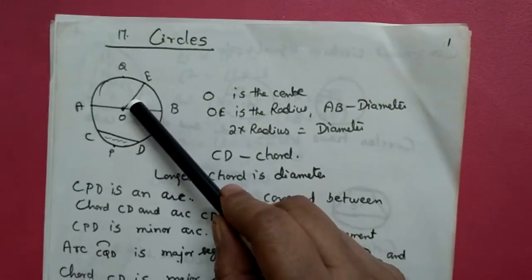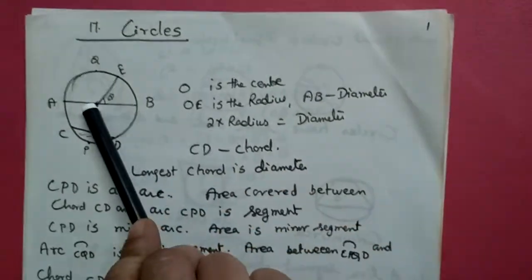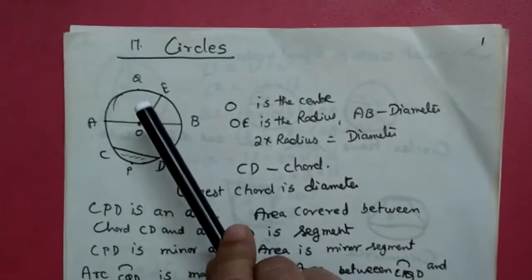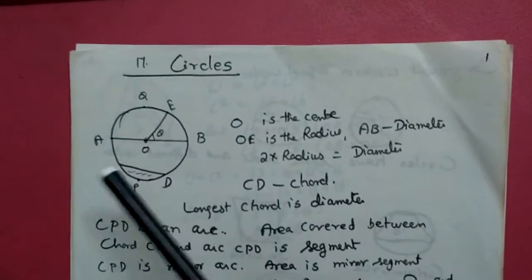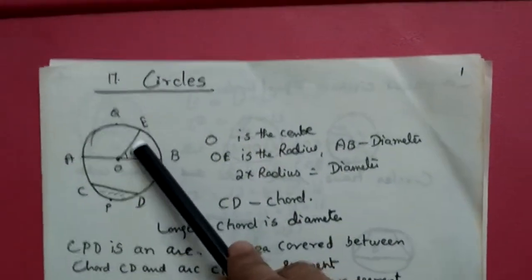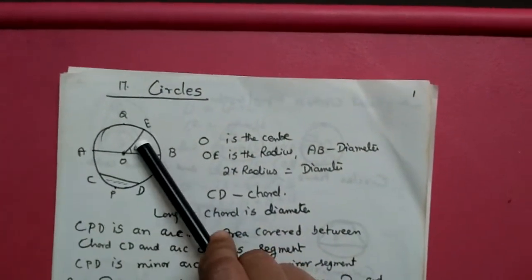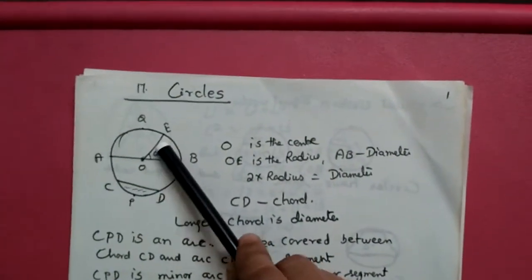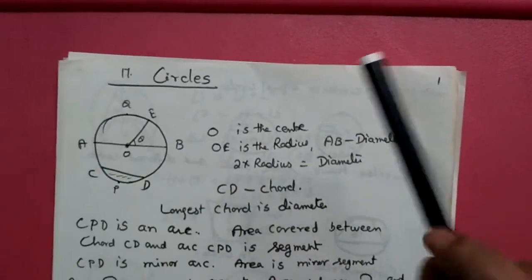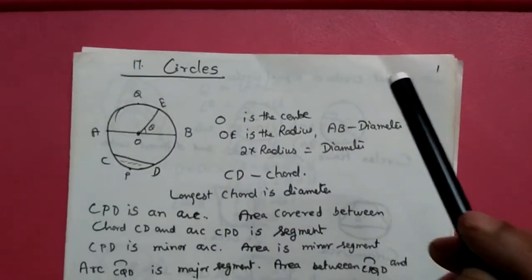Now the theta I mentioned here is the angle subtended by the arc at the center. This is theta. Now the area covered by two radii and one arc is called the sector, and it is called the minor sector, and the remaining portion is the major sector.